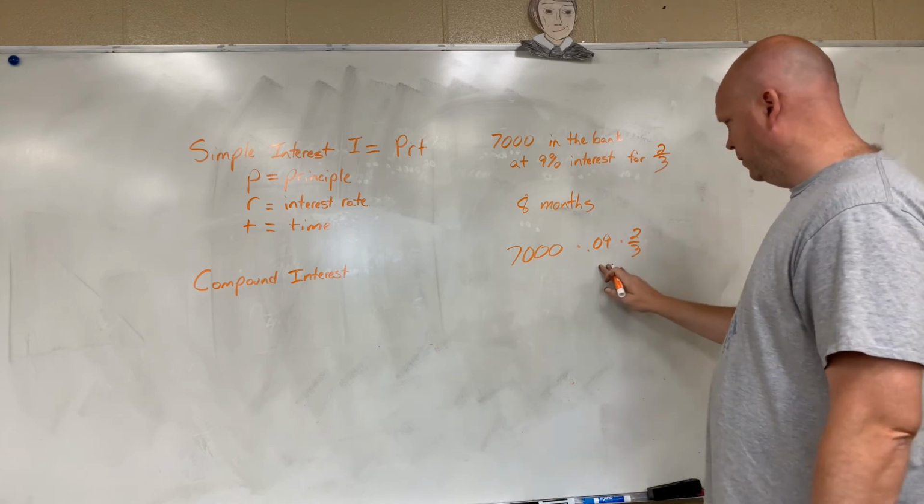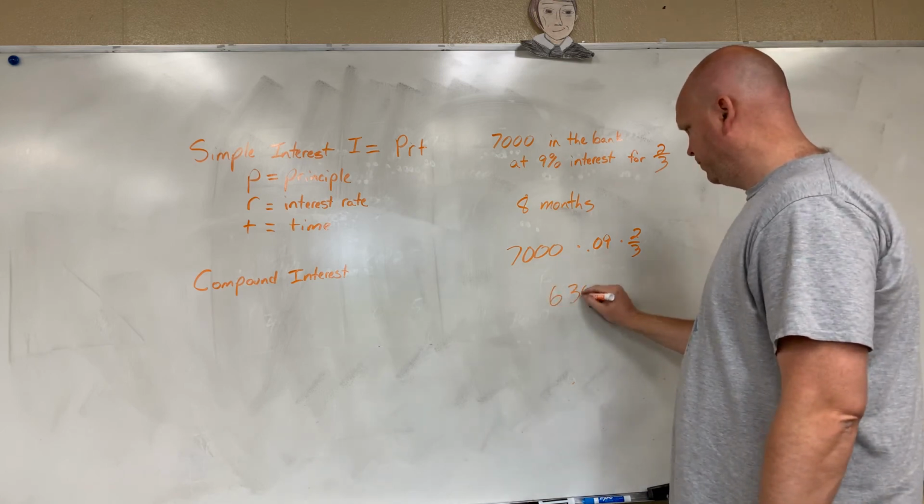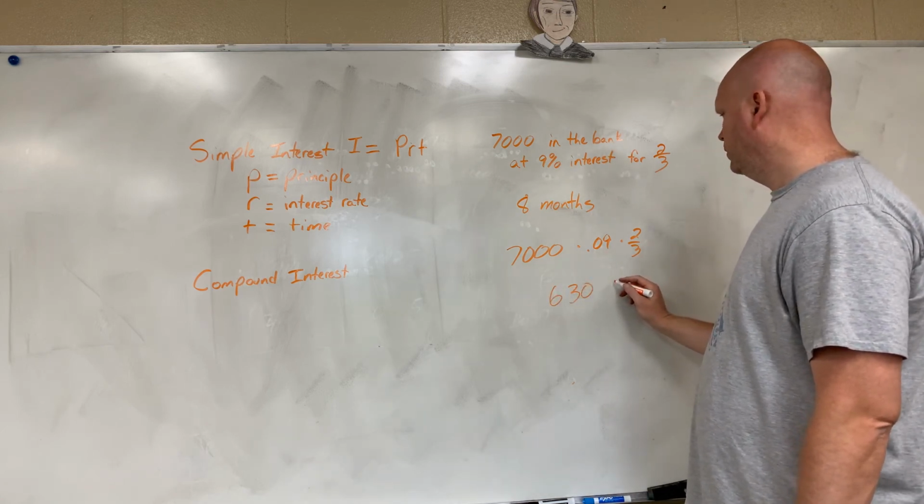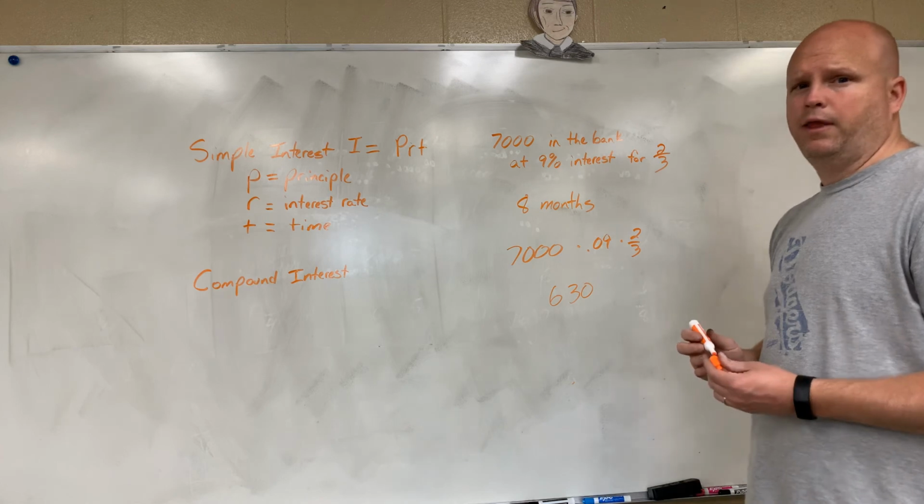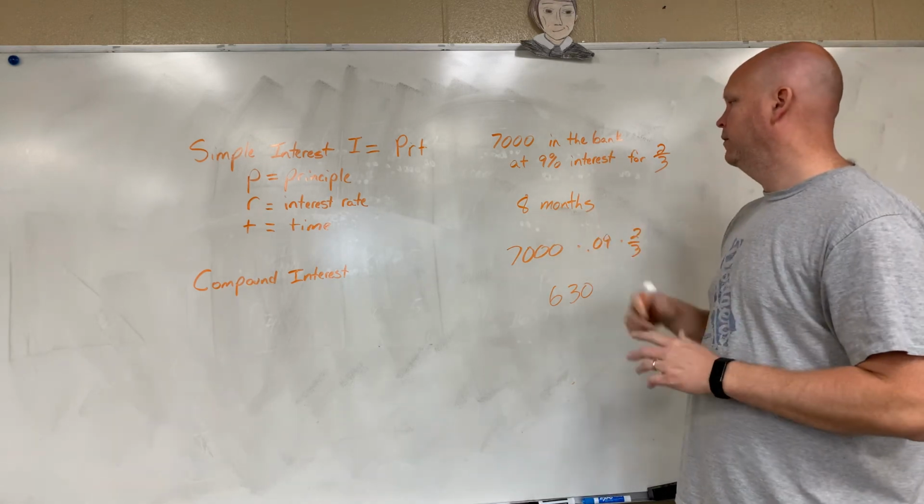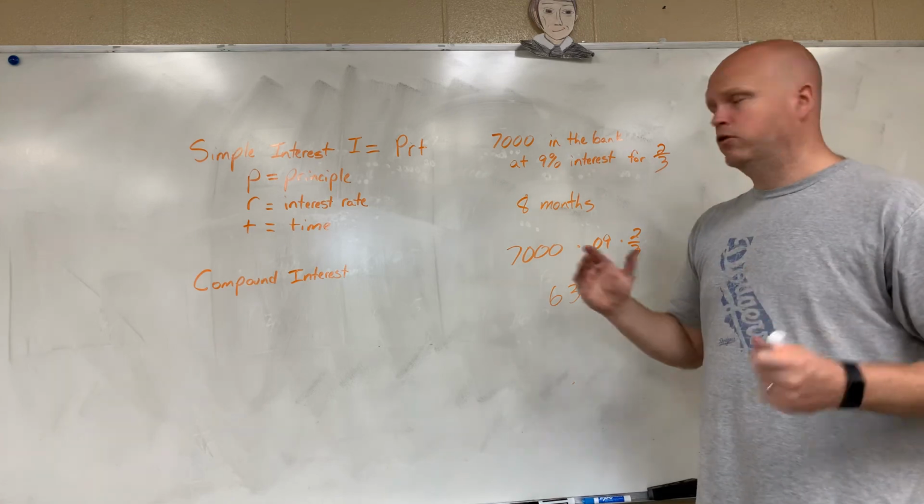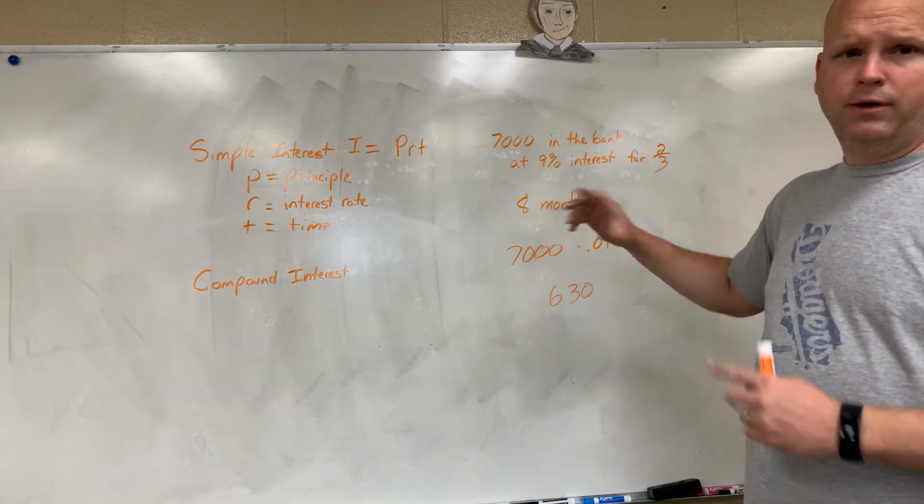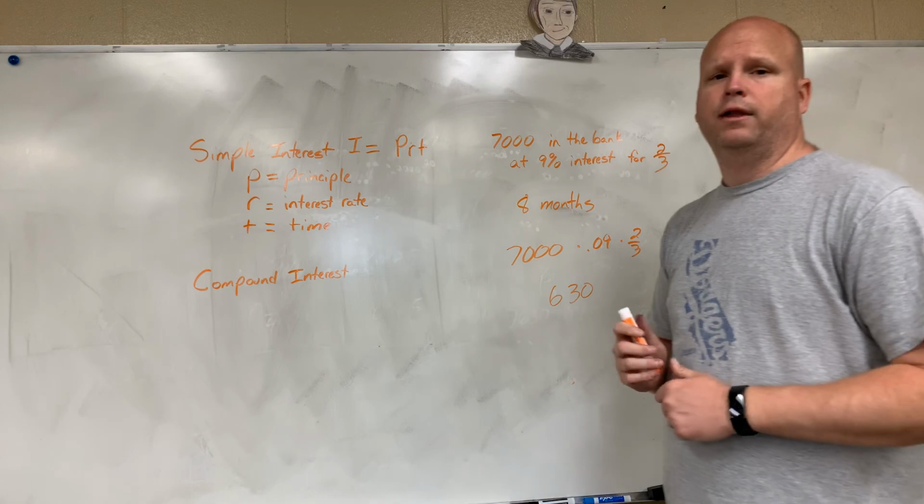So you take this number, which was the 630, we times that by 2, and then divide it by 3. And that would be your answer for 8 months for simple interest, if we were doing it that way. So you take the month, the time frame, and just what portion of a year is that, and that will give you the answer.